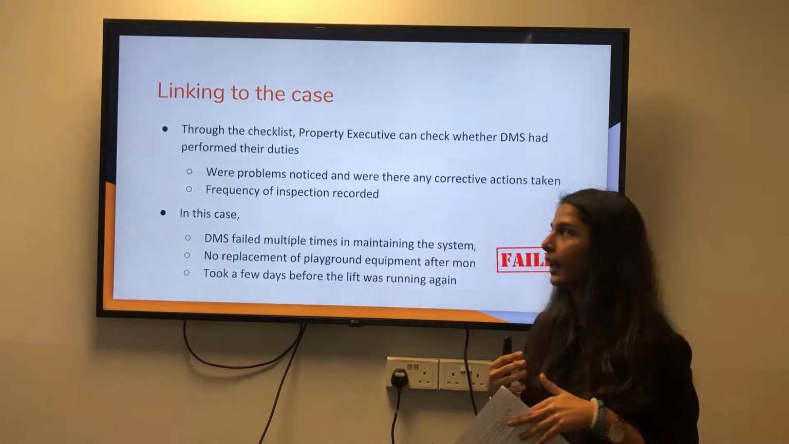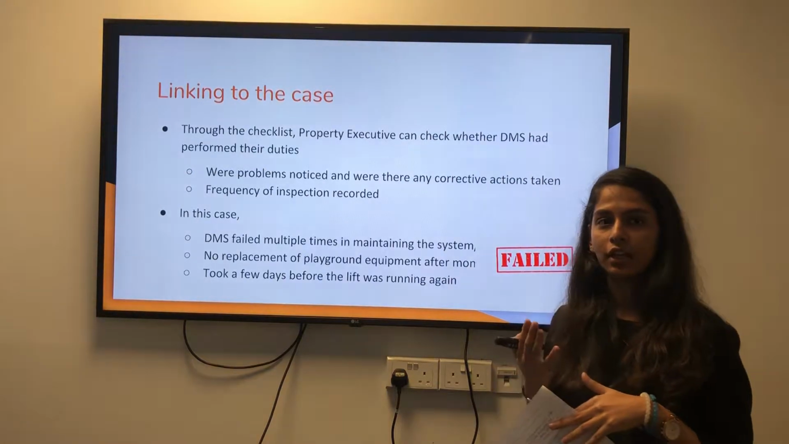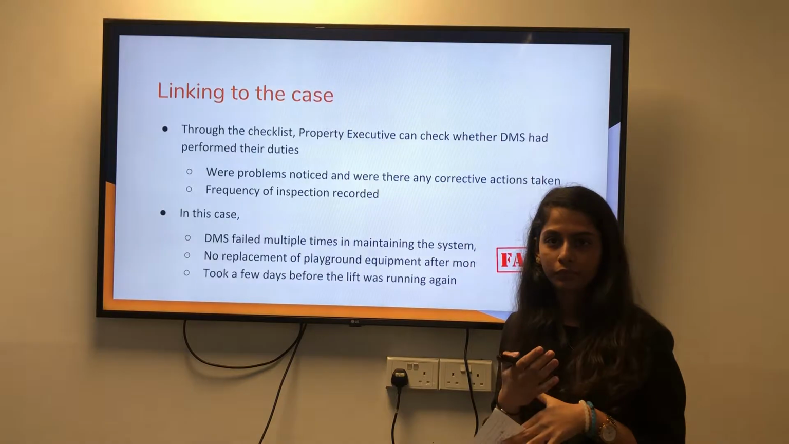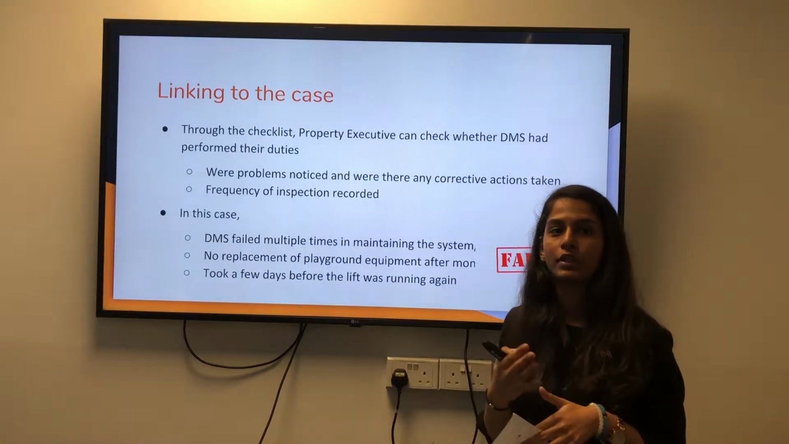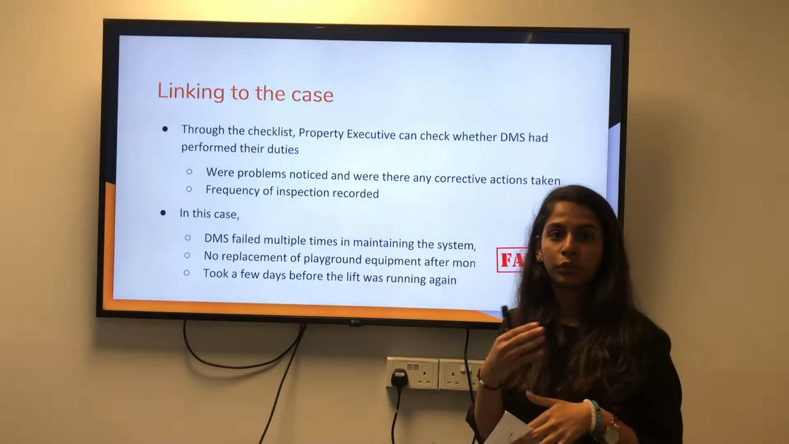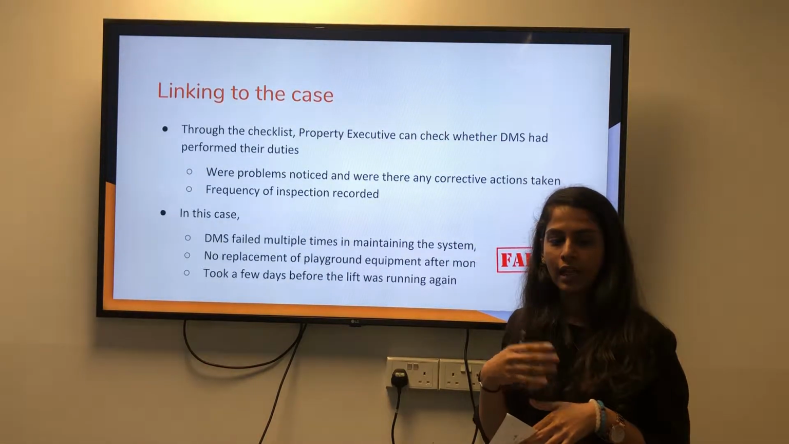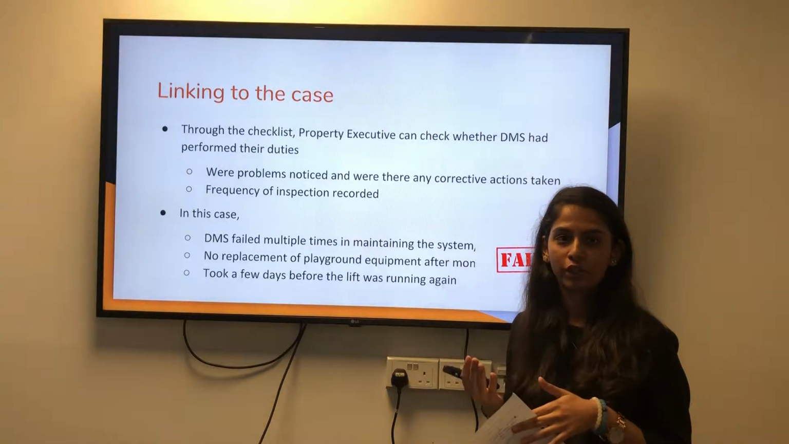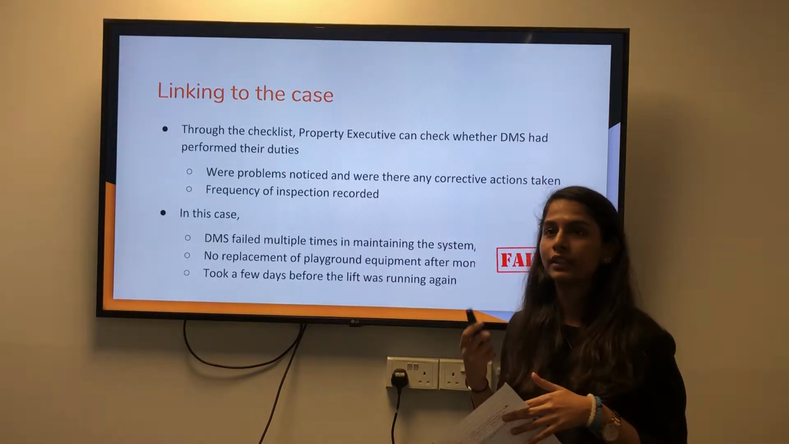So now linking back to the case, through this checklist, the property executive can actually check whether DMS had performed their duties well. Through the checklist, you can see the frequency of the inspection taking place, and also whether any problem was notified during the inspection, because if there were any problems notified by subcontractors, town council would definitely act on it.